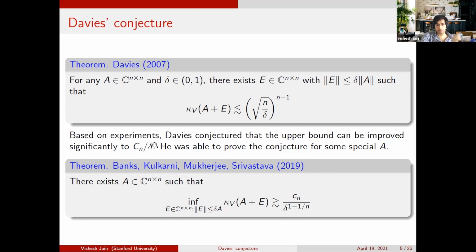Davies conjectured this bound of 1 over delta, and these guys had this lower bound of 1 over delta to the 1 minus 1 over n, which is kind of this funny looking thing. And there is a gap here, right? So there is a question here, and personally, I don't have great intuition about which of these should be true. Experimentally, you can imagine that it's kind of hard to detect a gap between 1 over delta to the 1 minus 1 over n and 1 over delta.